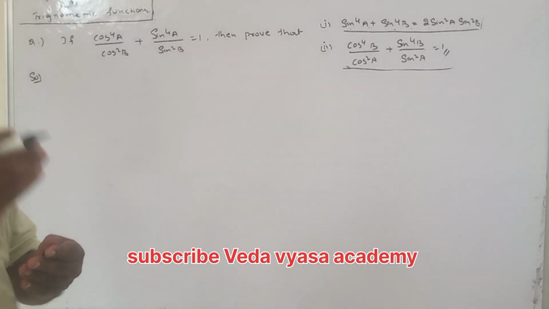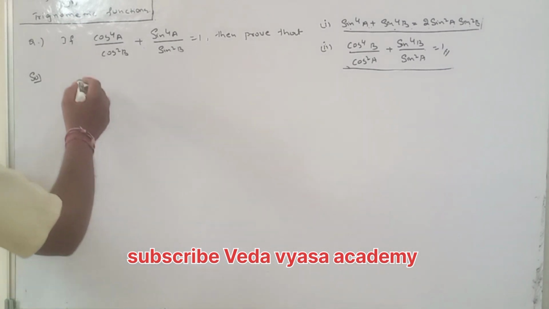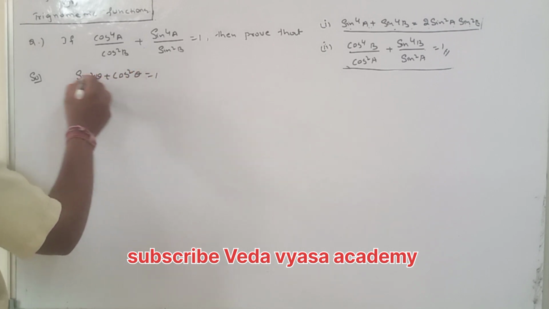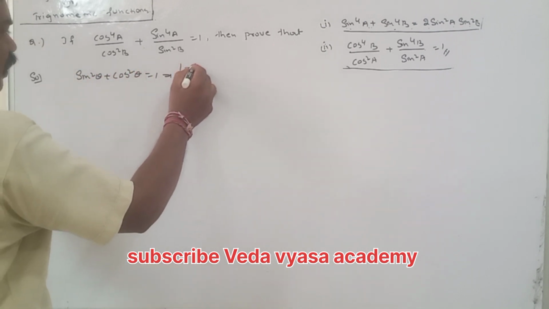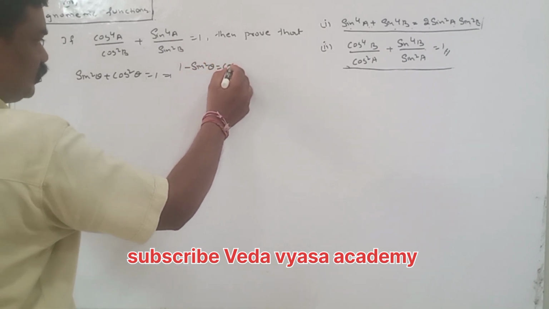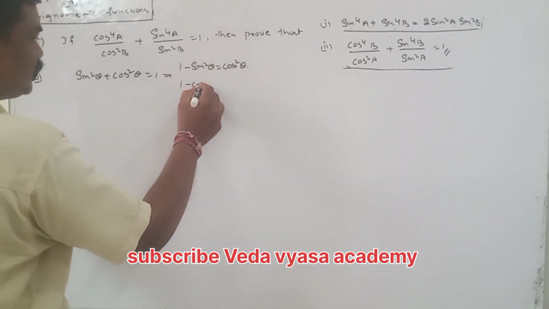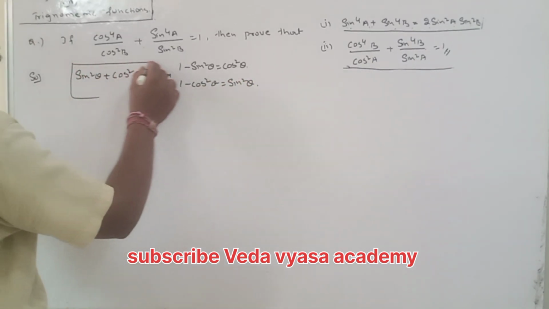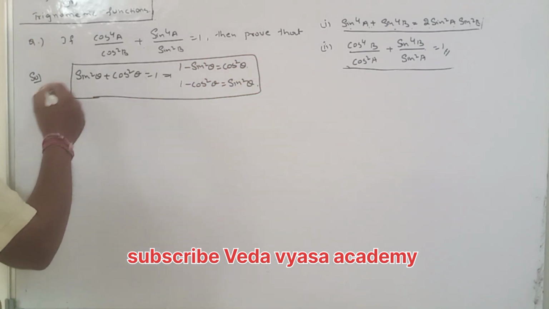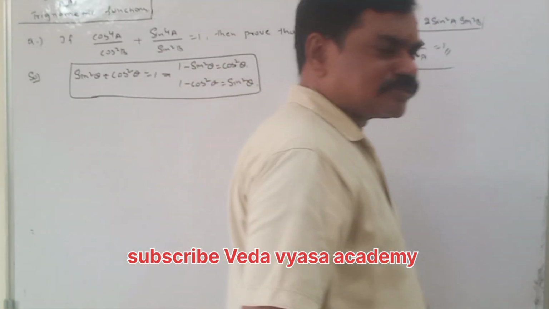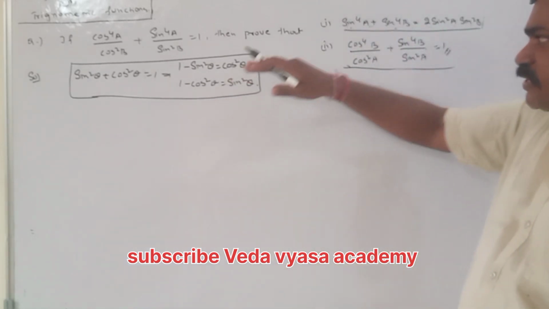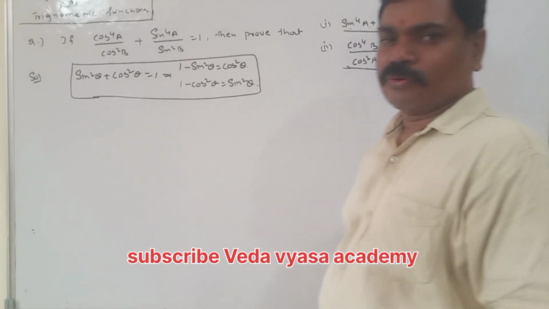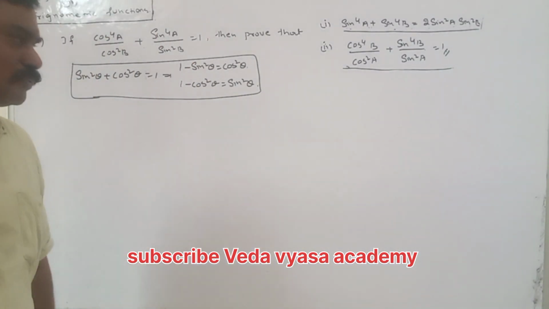What is the trigonometric identity we use here? This is sin²θ + cos²θ = 1. From this, 1 − sin²θ = cos²θ and 1 − cos²θ = sin²θ. This is the first identity of trigonometry. This is the problem based on trigonometric identity. Then we have to solve this problem.